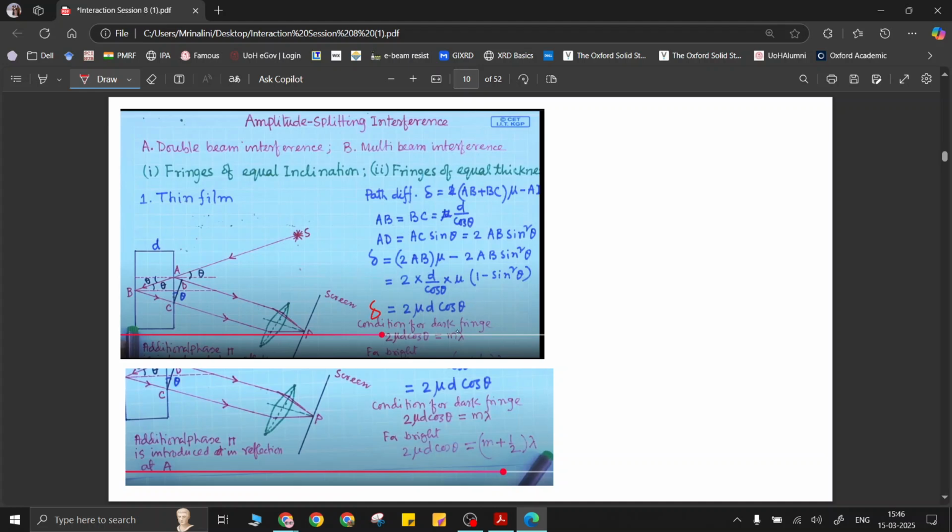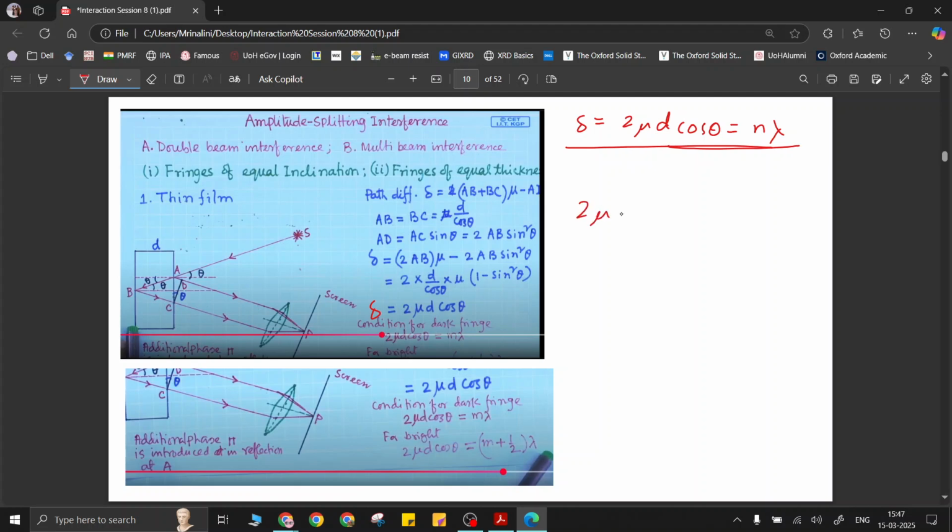Now the condition for dark fringe: usually, if it's the same medium, we get a path difference of 2d cos theta, and we know that if theta is 0, then cos will get its maximum value, which is plus 1. It means the path difference will be there and we'll get a dark fringe. So this used to be the condition, but here, since there is an extra lambda by 2, the conditions become opposite.